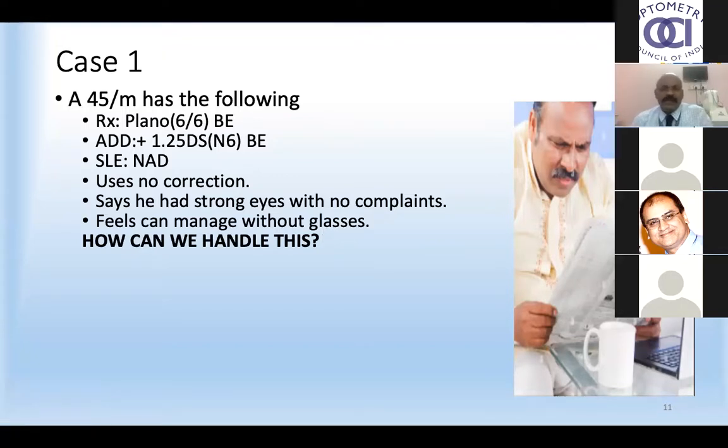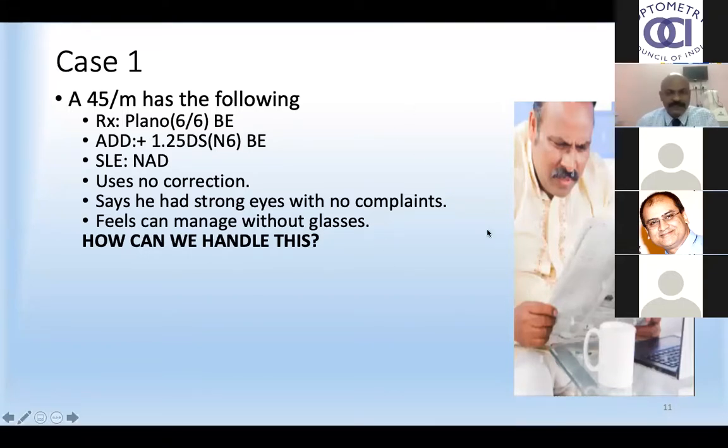So think about it from a perspective of denial and tell me how we can handle this. If you can type your answers in the Facebook chat, I'll give you 1 minute. Can you please type whatever you feel, how you can handle this case?